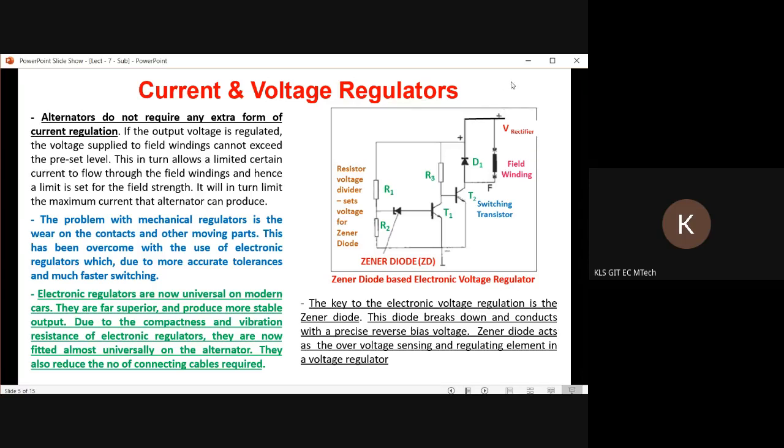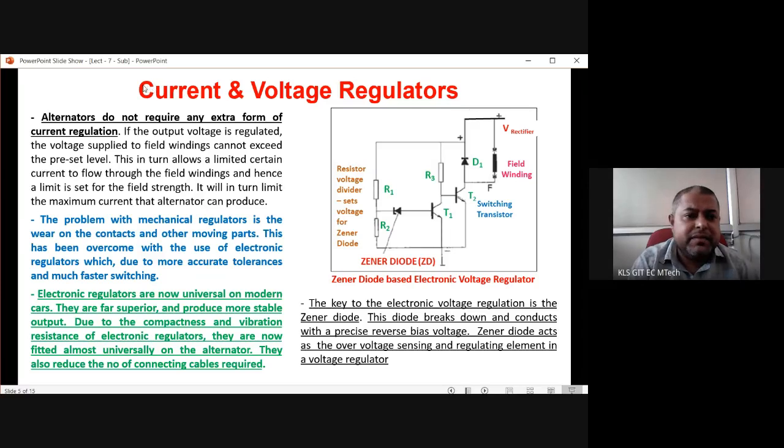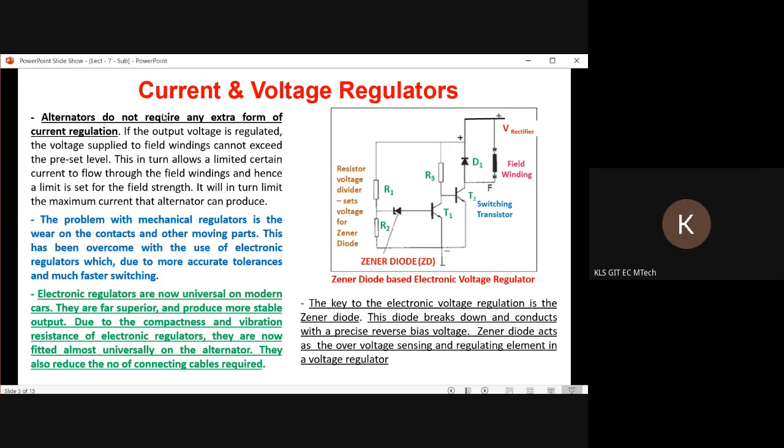So what happens initially, I told you there is one current coming directly inside the alternator, that is this path. The alternator does not require any extra form of current regulation if the output voltage exceeds the preset level. This in turn allows a limited current flow through the field winding, and hence a limit is set for the field strength. So mainly we are supposed to set the field strength. Field strength means magnetic field strength, and magnetic field strength is directly proportional to the current flowing through this field winding. Cut this field winding, the alternator will produce less voltage. Switch on this field winding, the alternator will produce more voltage. So it will in turn limit the maximum current the alternator can produce.